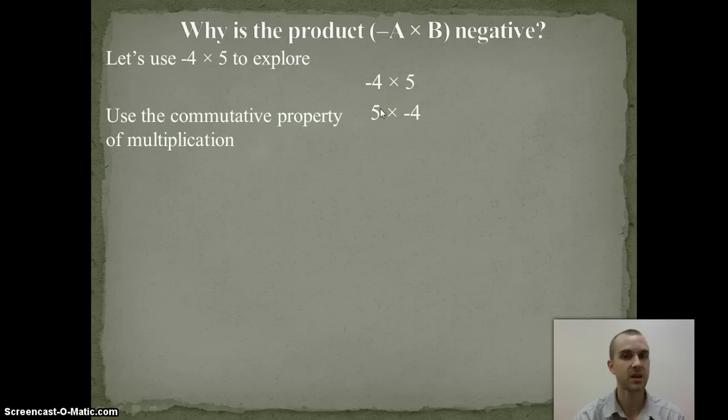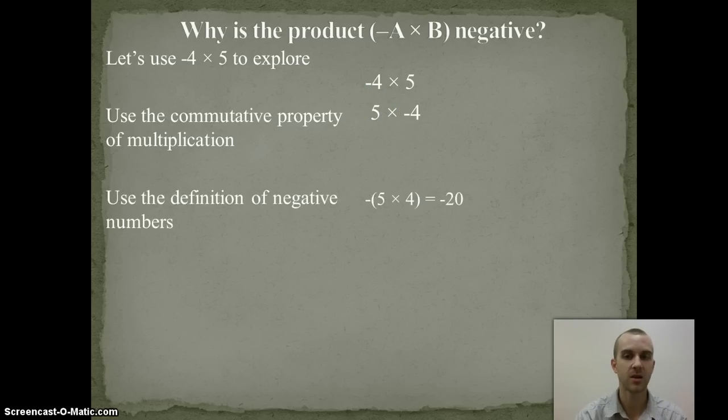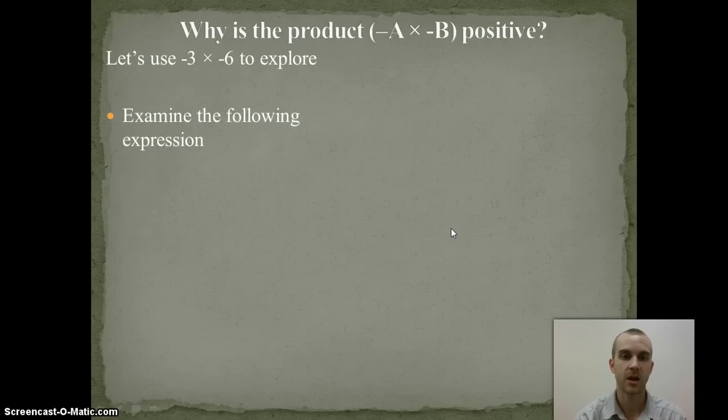Now if I look back at the definition I just had, I know that if I have a negative 4 as the second number, I can put in parentheses the two values and put the negative on the outside, and that would tell me that's 5 times 4 with the negative at the end. Now how about the product negative a times negative b?